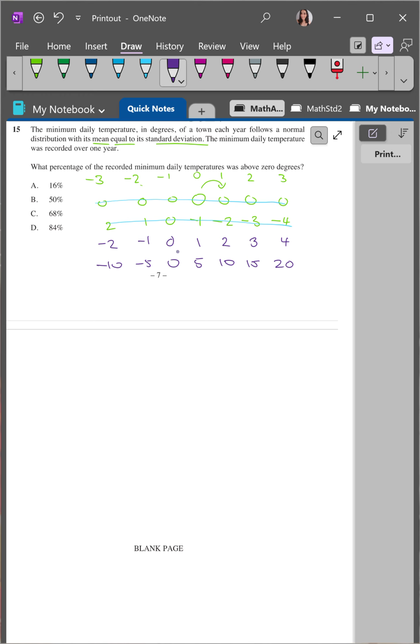You can do this with any number, and the 0 is always going to fall in the minus 1 z-score, right? Let's circle that. This is where the 0 is always going to fall. You can see even with the negatives, it happened as well.